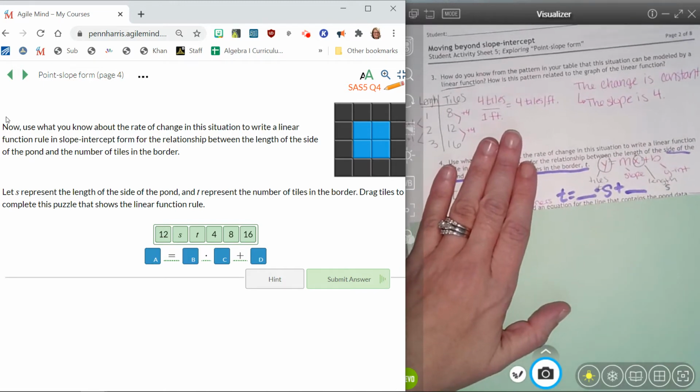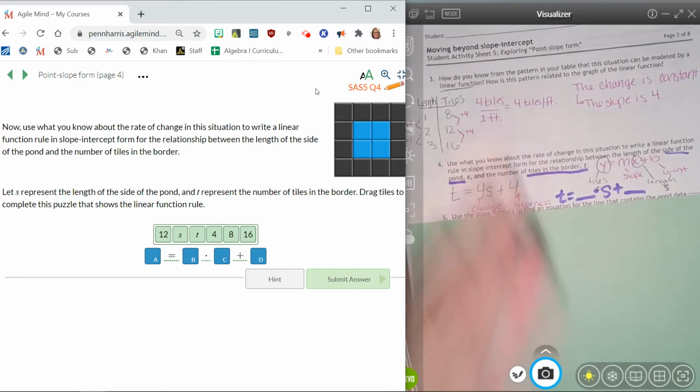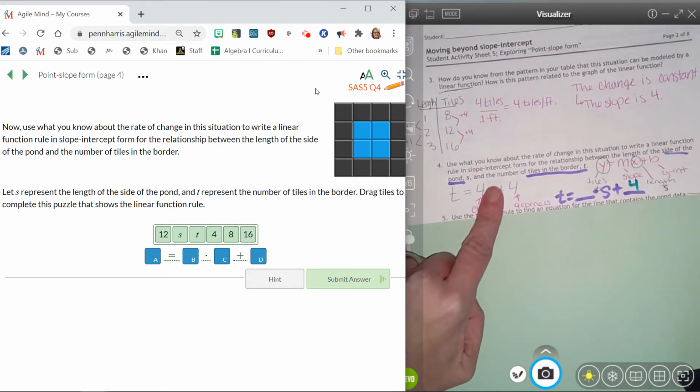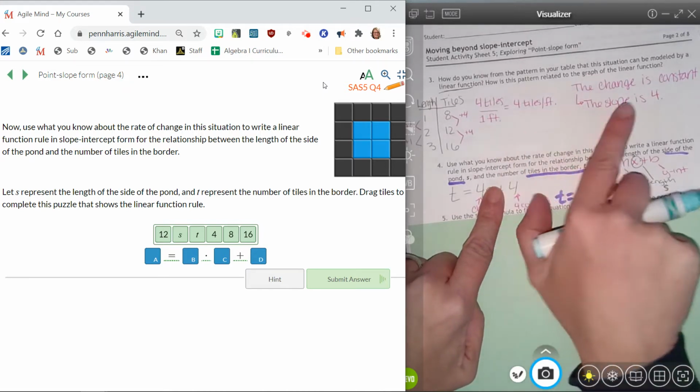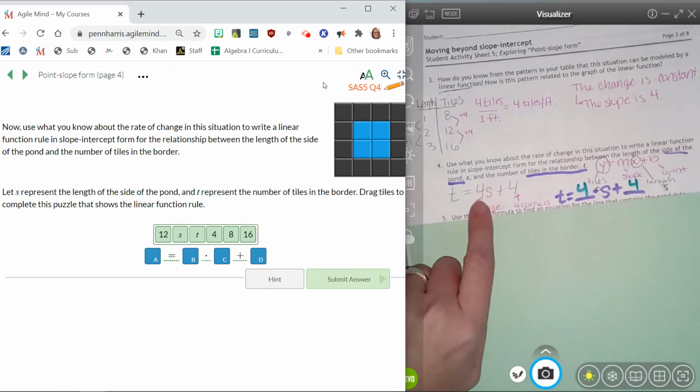So what is in every single one of these problems? The 4 corners. That does not change. That's how I got this 4 out here, our 4 corners. Okay, and then up here, we just said the slope is 4, so I can take that and plug it in there. We get the equation that t equals 4 times the sides plus the 4 corners.